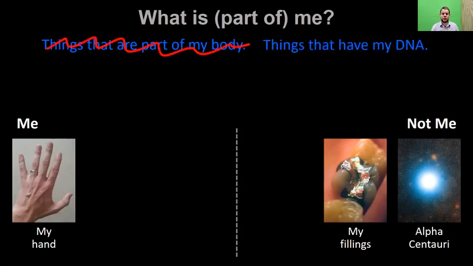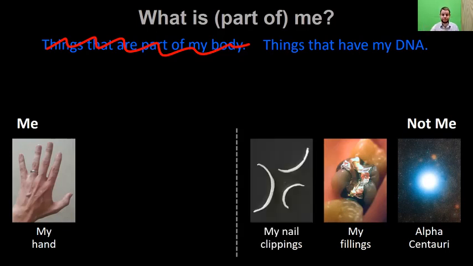Okay, so new rule. Things that have my DNA. My hand has my DNA. Alpha Centauri and my fillings do not have my DNA. How about my nail clippings? They do have my DNA. But again, I don't mourn them when I throw them away.